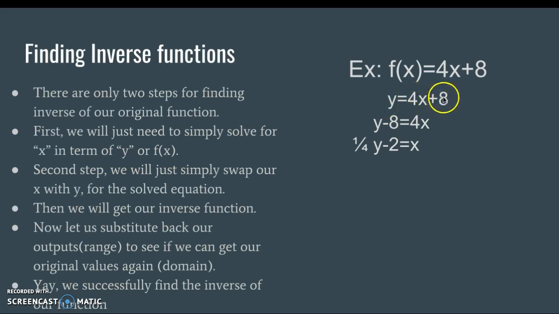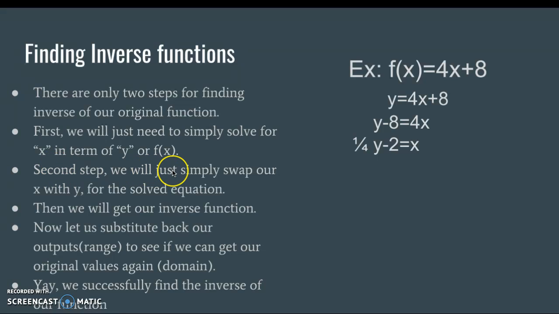So y equals 4x plus 8. Subtract 8 on both sides, due to this property: y minus 8 equals 4x. Then divide by 4 on both sides: y divided by 4 equals y over 4, which is 1/4 of y. And 8 divided by 4 is equal to 2, so it's minus 2.